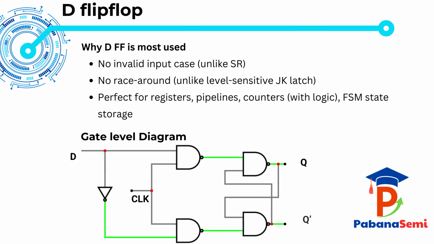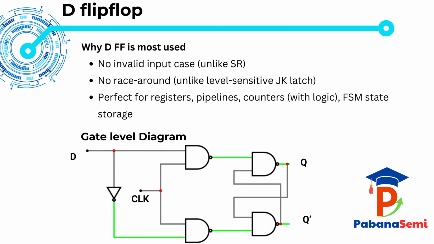Let's see why the D flip-flop is the most commonly used storage element in digital design. First, it has no invalid input condition. Unlike the SR flip-flop, there is no forbidden combination because the D flip-flop has only one data input. Second, it has no race-around problem. Unlike a level-sensitive JK latch, the D flip-flop updates only at the clock edge, so the output cannot toggle repeatedly within the same clock window.